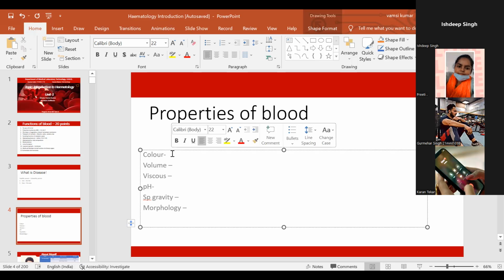What is the normal color of blood? Red. What is the reason for blood being red in color? Can you tell me the reason? Due to the presence of hemoglobin. Yeah. So why is hemoglobin red then?